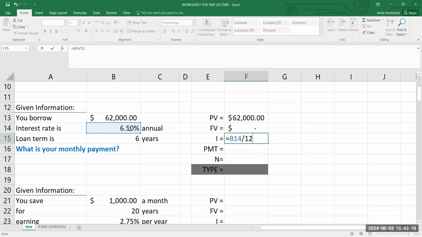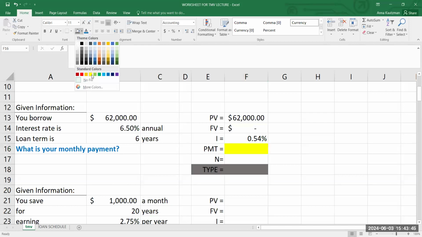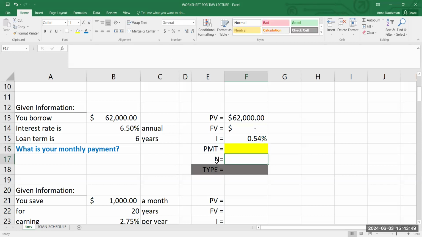So we will divide by 12 because there are 12 months in a year. And again, to show 2 decimal places, go to the command ribbon number group and increase decimal places twice. Payment is what we have to calculate. So I'm just going to go ahead and highlight that as yellow. All answers should be highlighted.